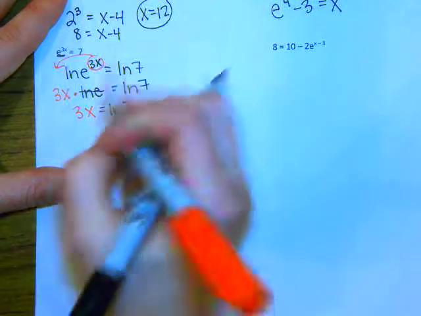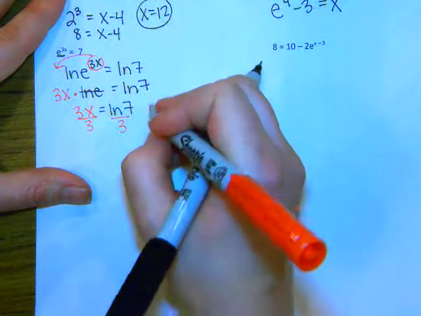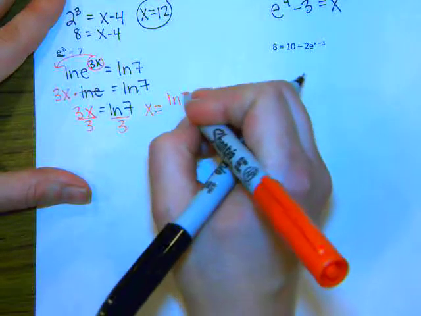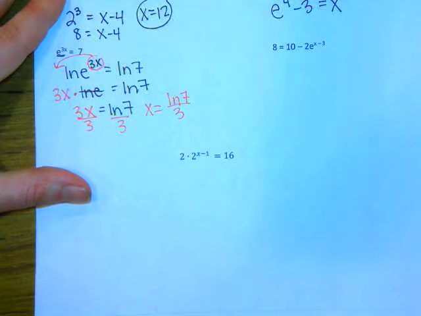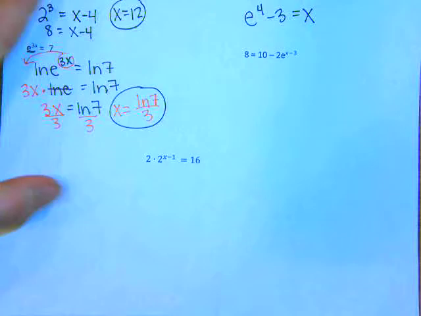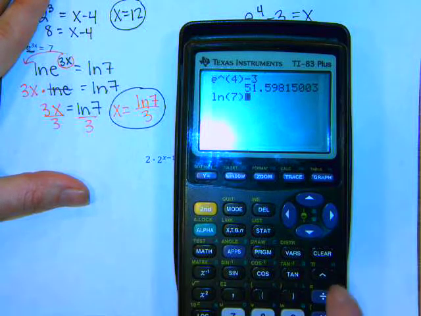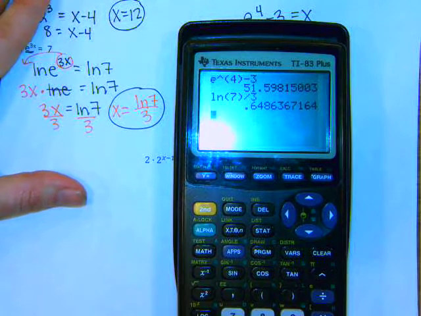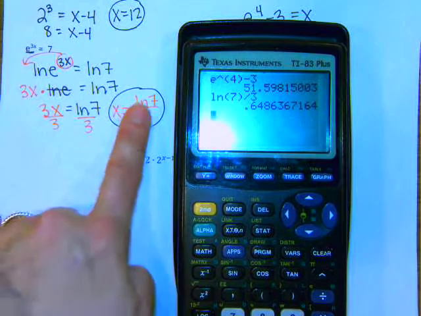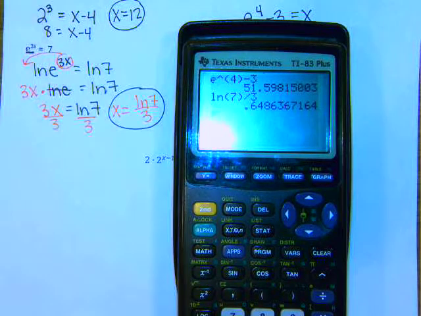And then you can just divide. Now, you could type this in your calculator, as I've been saying, or you're welcome to leave it like this. If you did type it in your calculator, it would look like this. So ln of 7, and then divide by 3. It is completely your call. I'm fine with exact. So if you don't have a calculator today, you're going to have to do it in exact form.